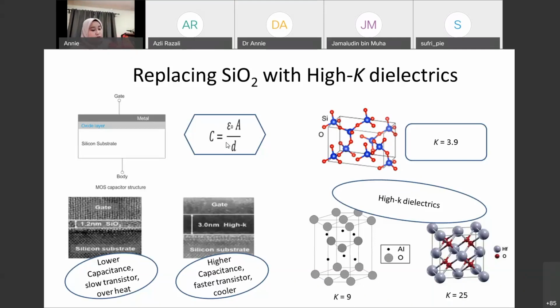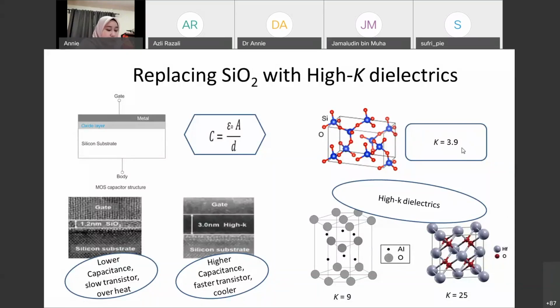Therefore, for this reason, but principally due to leakage, it is imperative for us to replace the silicon dioxide with high K dielectrics to reduce the direct tunneling gate leakage current. So silicon dioxide has a dielectric K value of 3.9. The dielectrics featuring K higher than 3.9 are referred to as high K dielectrics.